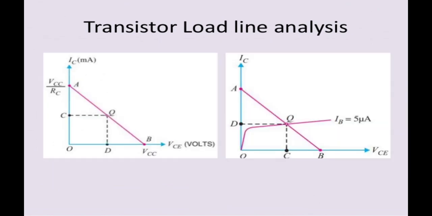These are the transistor load line analysis. Here the Q point is the operating point. Here the VCC by RC and VCC. This point is the Q point, meaning the operating point. IB is equal to 5 microampere. In this diagram VCE is in volts and IC is in milliamperes. Yeah, this is the load line analysis.